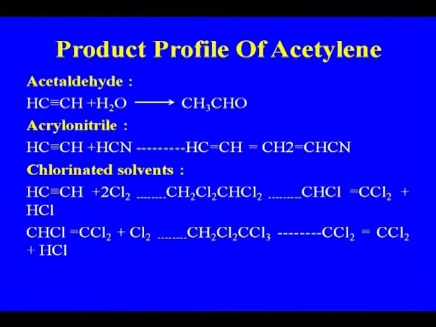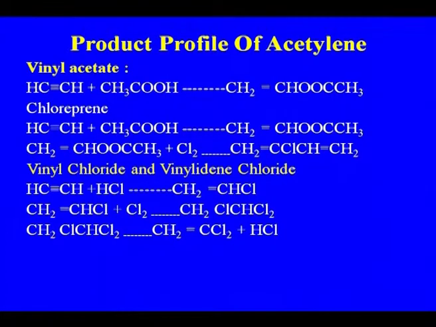These are some of the products which we are getting from the acetylene, and this was the reason why the importance of the acetylene was there during the initial stage of the development of the chemical industry, when there was no petrochemical. So, acetaldehyde is made, acrylonitrile, again acrylic fiber, that was through the acrylonitrile route made from the acetylene. Chlorinated solvents, vinyl acetate, vinyl chloride and vinylidene chloride.